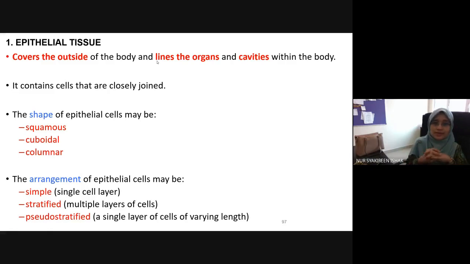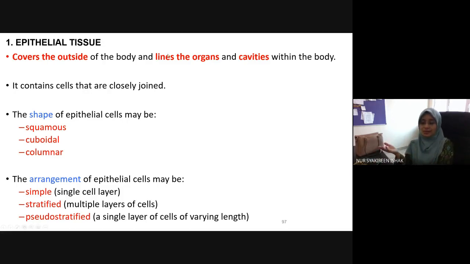So it contains cells that are closely joined. So the shape of the epithelial cells may be squamous. Squamous, it means that it is flat, okay, squished, contohnya flat, cuboidal, cube shape, and then columnar, panjang. Okay. So the arrangement of epithelial cells may be simple, which is one layer, stratified, multiple layers, and then pseudo-stratified. It means that it only has one layer, but it seems to have many layers.